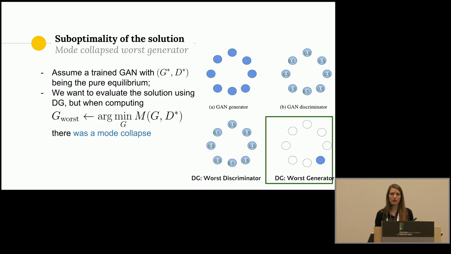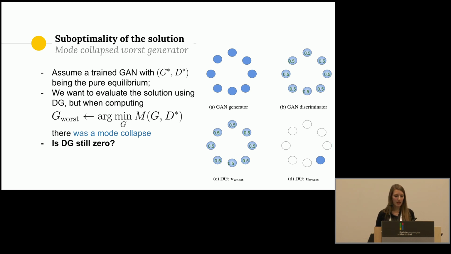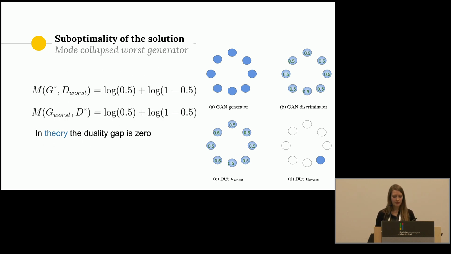Now when we are trying to compute the duality gap, we have to compute the worst generator and the worst discriminator. Here, in green, is the worst generator, and we assume that it has mode collapse, so the worst generator just covers one mode. As we know that the GAN that we are evaluating is at the Nash equilibrium, the question is whether the duality gap is still 0. Theory-wise, if we plug this into the formula of GANs, we see that, in fact, the duality gap is 0, and mode collapse in the computation of G worst is not a problem, as long as it is able to cover something where the discriminator thinks it's real.